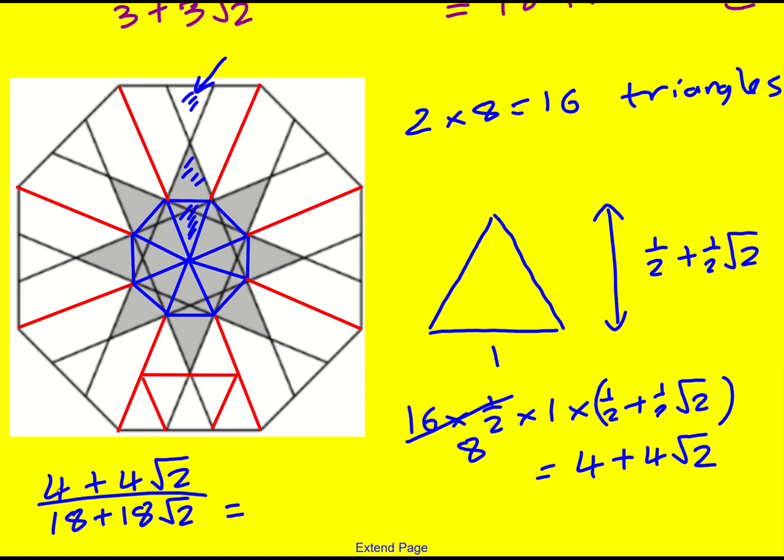I can factorize out, well, sorry, I'll factorize out 4, 1 plus root 2. I'll factorize out an 18, 1 plus root 2. These now cancel, 4 over 18 or 2 over 9.